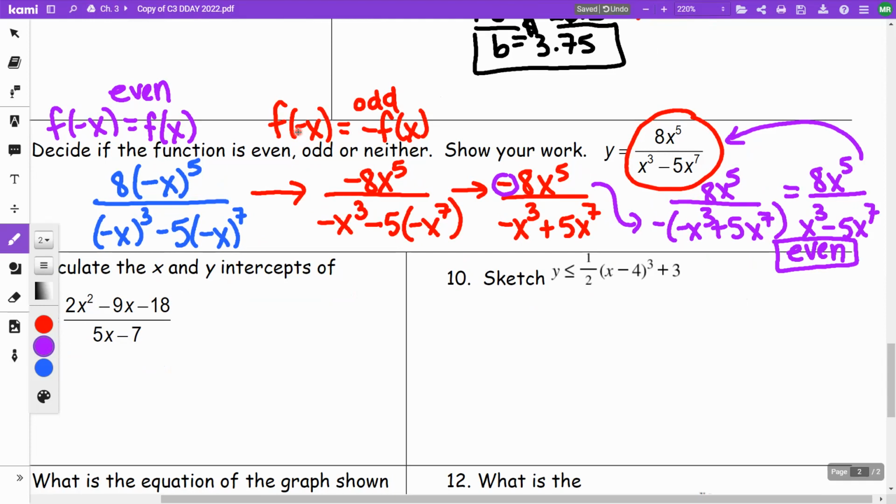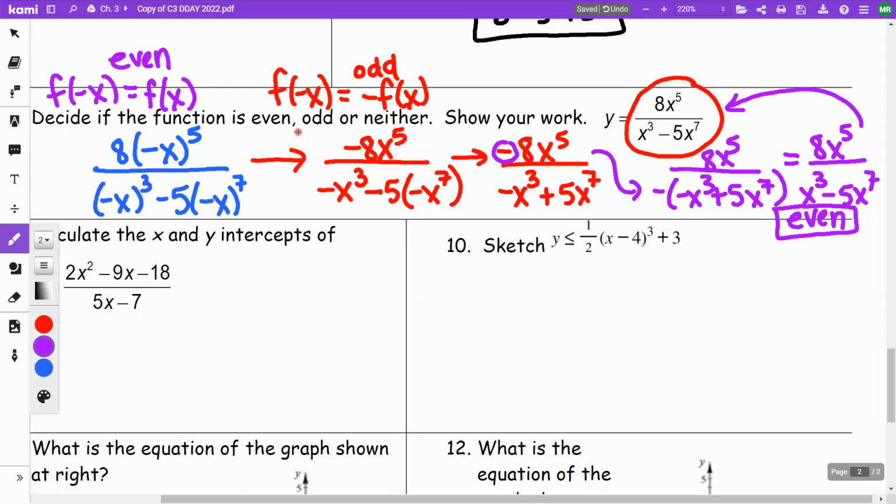What ends up really happening is when my whole top is raised to an odd power and all of my terms on bottom are also raised to an odd power. When I put in a negative, I'm going to get a negative on top, a negative on bottom, and that becomes a positive. So that's why I end up getting an even back.